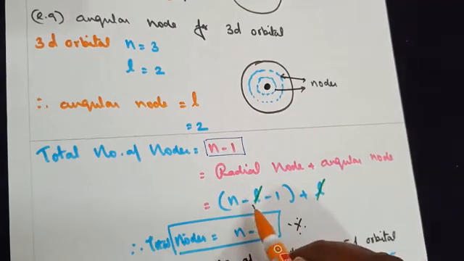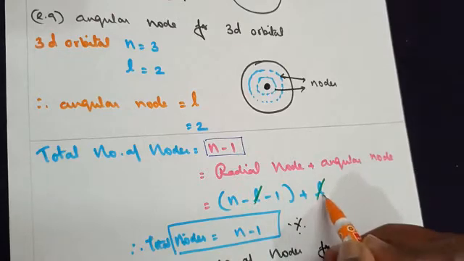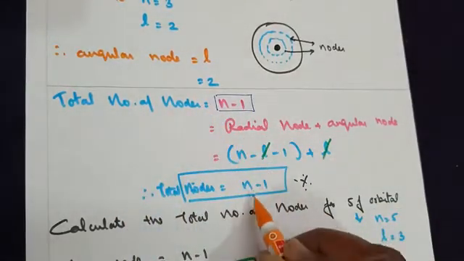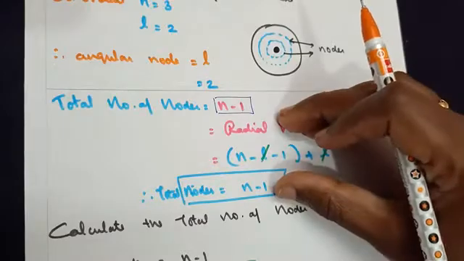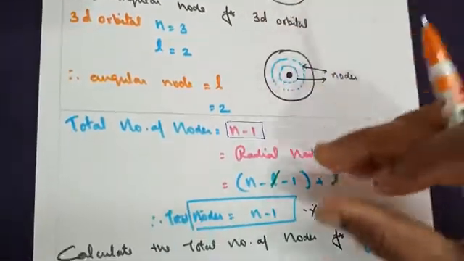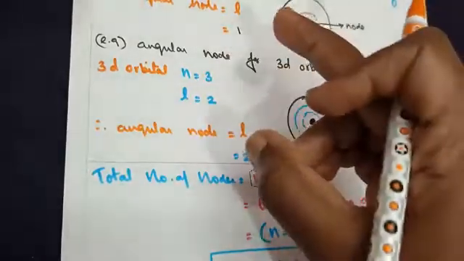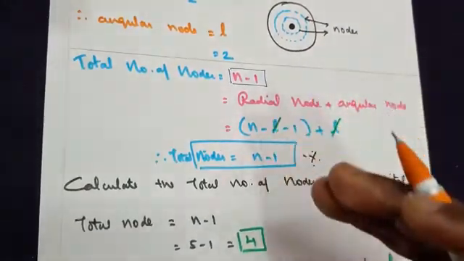Radial node, you know the formula, n minus L minus 1. Angular node formula is L. So minus L and plus L will get cancelled. Finally, we get the total number of nodes equal to n minus 1. So this is the small concept. Same explanation for the total number: when they ask you, both things you have to find out and add the answer. That's all. So n minus 1 is another shortcut for it.